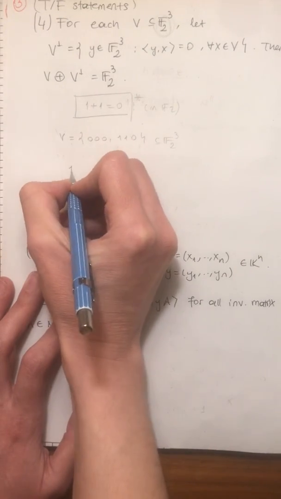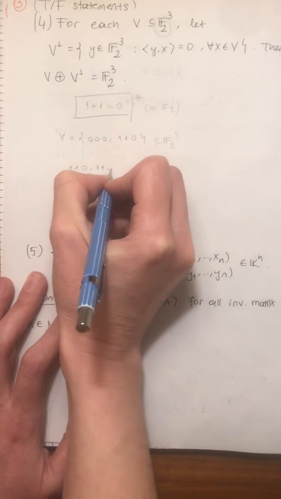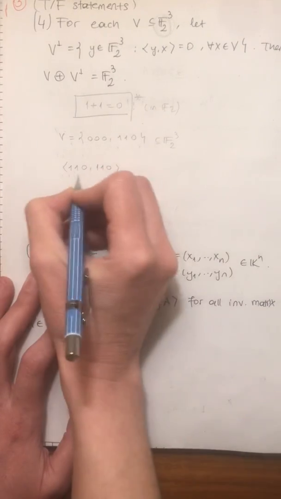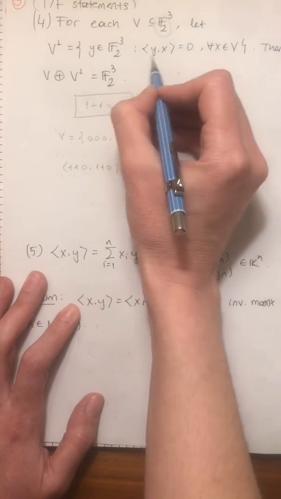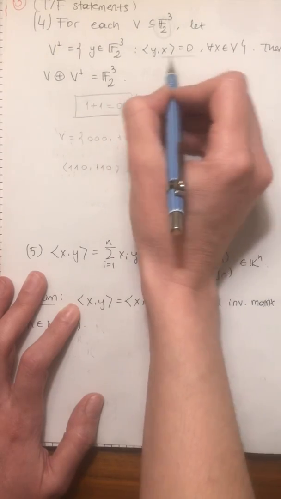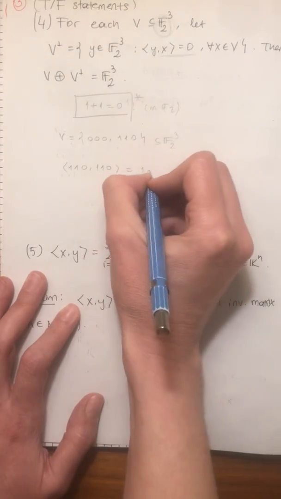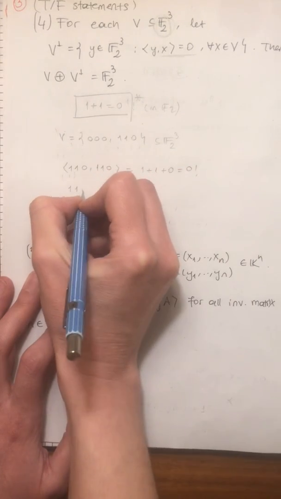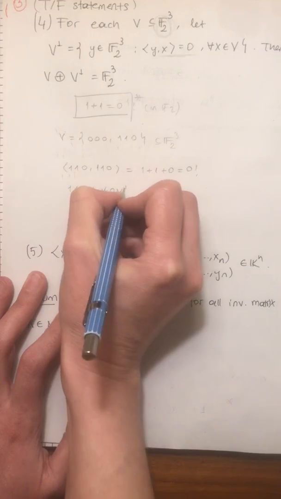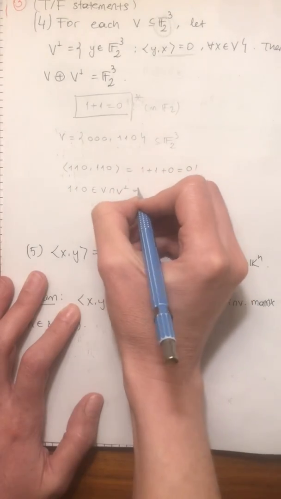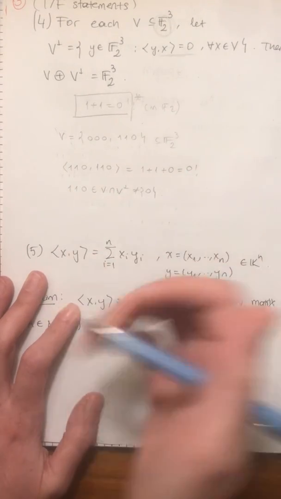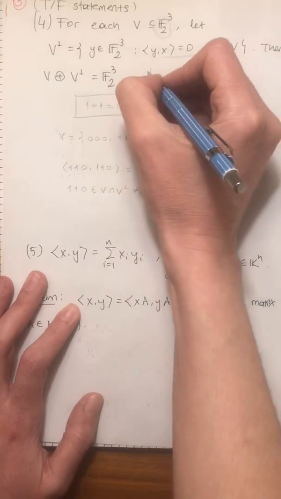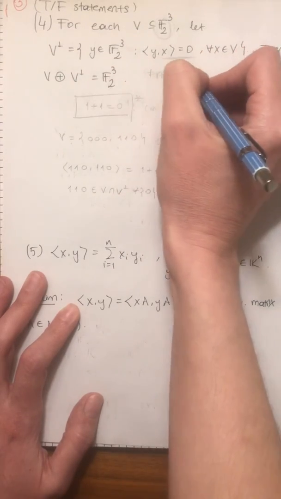And we also see that this vector is self-orthogonal with respect to this bilinear form. So that means it lies in the intersection. That means this intersection is not trivial. So this statement is false.